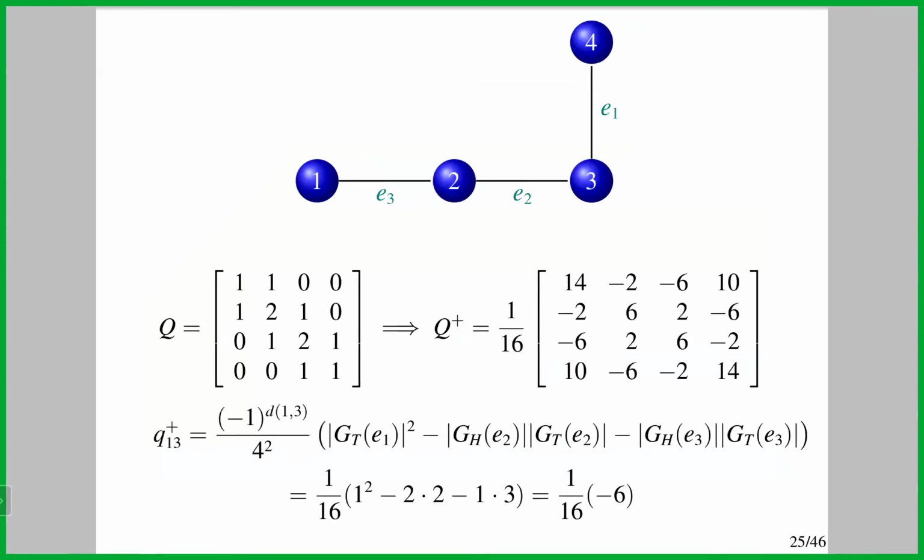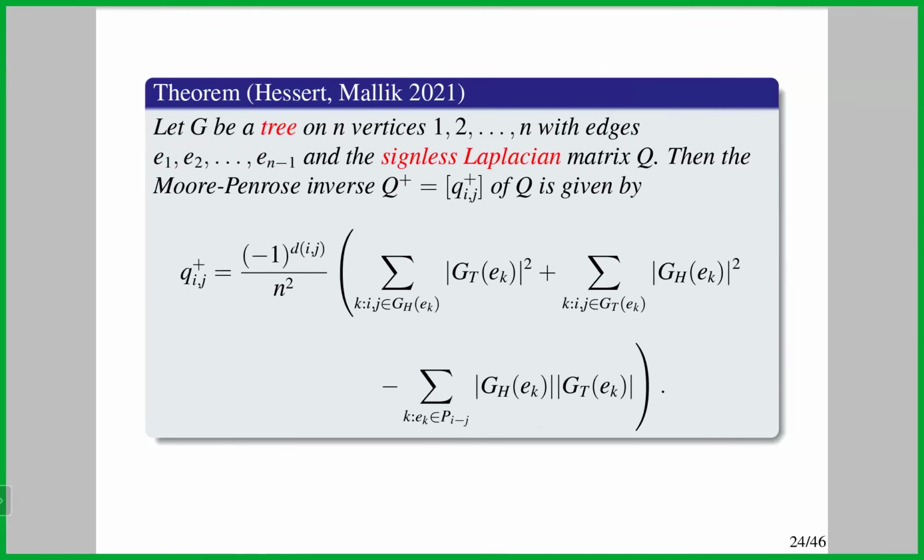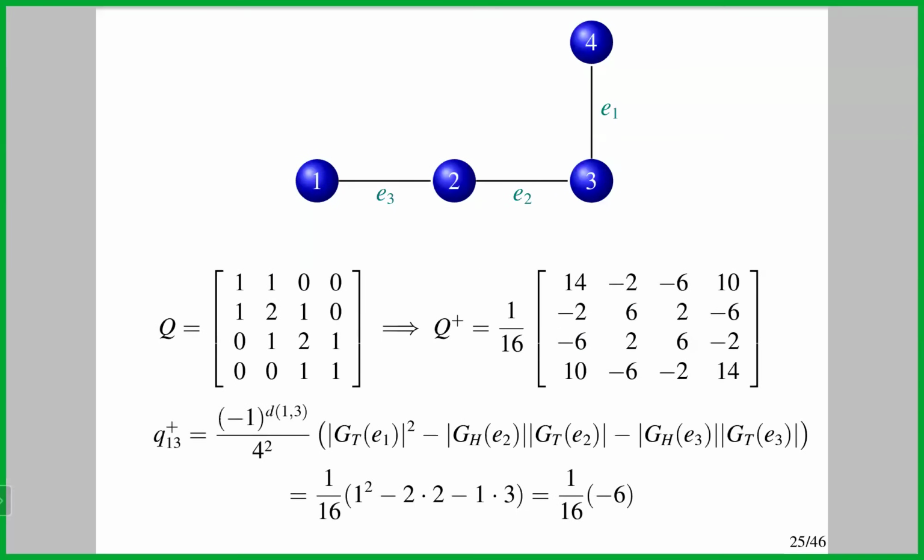So this is the old example, the path on 4 vertices. The signless Laplacian Q is the degree matrix plus the adjacency matrix. And if you find Q plus, you get this formula, 1/16 times this. Now, what does the 1/16 mean? Going back, you have n squared at the bottom, right? So the 16 is just the number of vertices squared. That's why you have 1/16. Now, let's look at the 1, 3 entry. That means you are talking about vertex 1 and vertex 3.